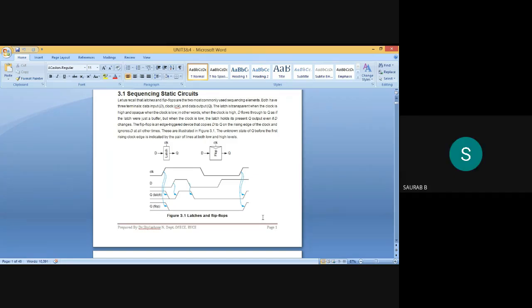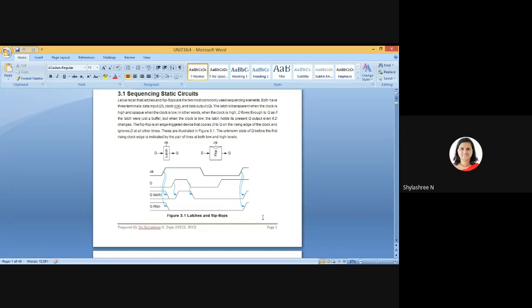Actually, there are static circuits and also dynamic circuits. Static circuits refer to gates that have no clock input, such as complementary CMOS, pseudo NMOS, or pass transistor logic. Dynamic circuits refer to gates that have a clock input. You have learned the concept called domino logic, right? A sequencing element with static storage employs some sort of feedback to retain its output value indefinitely. If you see any sequential circuit, there is a feedback. For a combinational circuit, there is no feedback. Here, the output depends not only on the present inputs, but also on the past outputs.